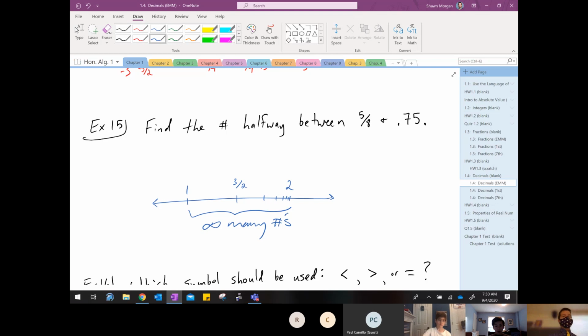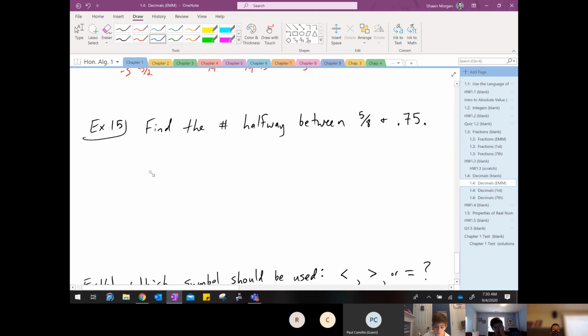Okay? So this notion of density allows us with great certainty to approach example 15 here and say, aha, Coach Morgan has given me 5/8 and he's given me 3/4. That's the 0.75, right? And he has asked me to find a number halfway between there. So I know I can do it. All right. Now, 5/8 and 3/4. It is helpful to know which one is bigger to start with. How might I do that, Alex? How could you tell me which one of these two is bigger?